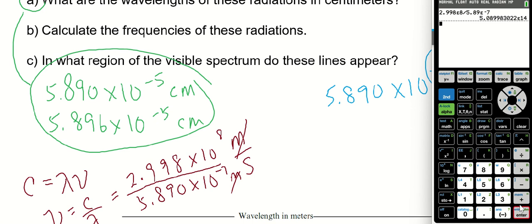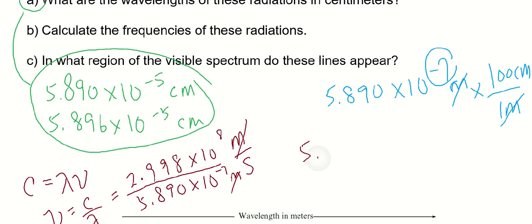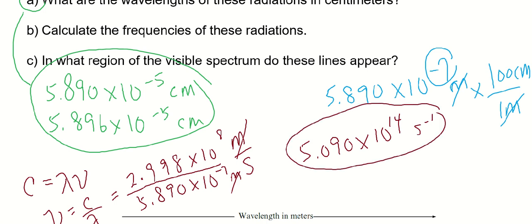So it'll be 5.089 times 10 to the 14th seconds to the negative 1. Let's save a little space. All right, so there's our answer. That's the frequency of that wavelength.